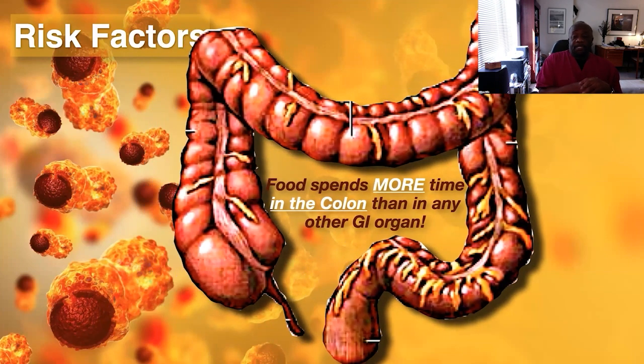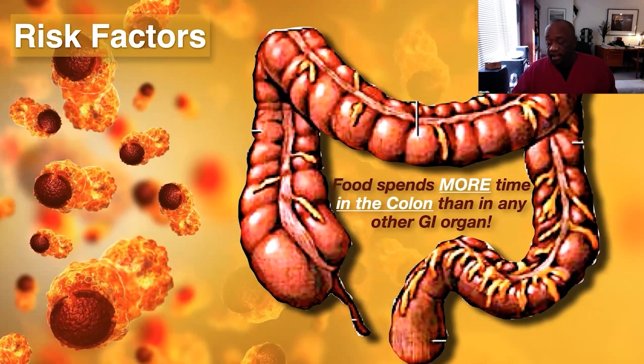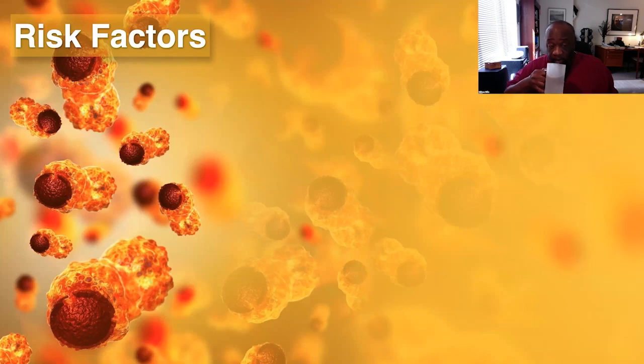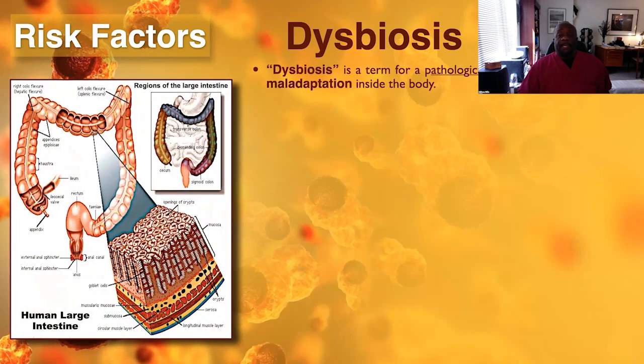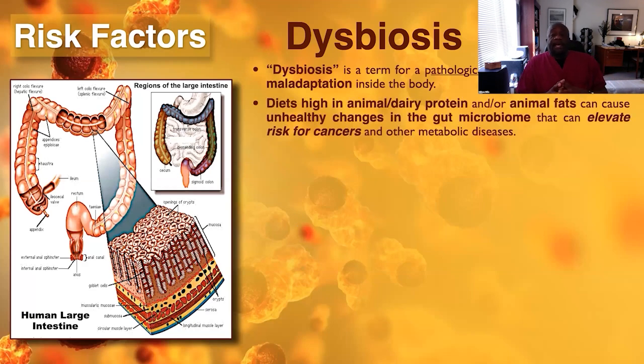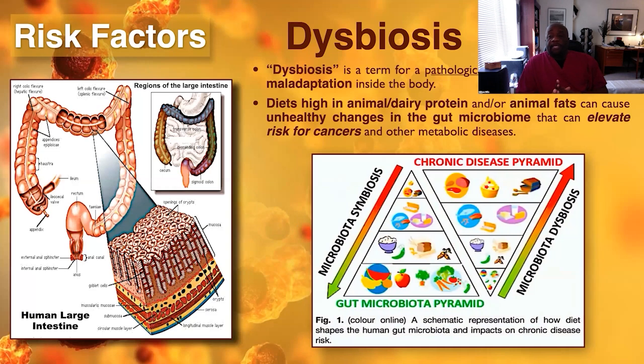Importantly, food spends more time in our colon than in any other gastrointestinal organ. And this brings up the concept of dysbiosis. Dysbiosis is a term for pathological microbial imbalance or maladaptation inside the body. In other words, having a microbiome that promotes disease rather than health. Diets high in animal, dairy, protein, or animal fats cause unhealthy changes in the gut microbiome that can elevate the risk for cancers and other metabolic diseases.